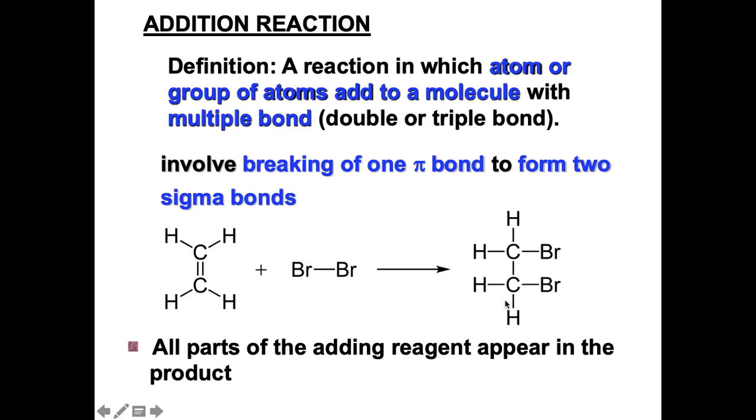So look at the product. Make sure that the number of hydrogen attached to each carbon is the same as the reactant, but with addition of new atoms. That's why we call it addition reaction. All parts of the adding reagent appear in the product.